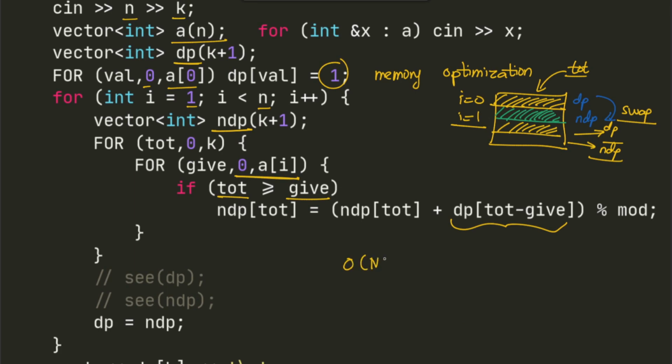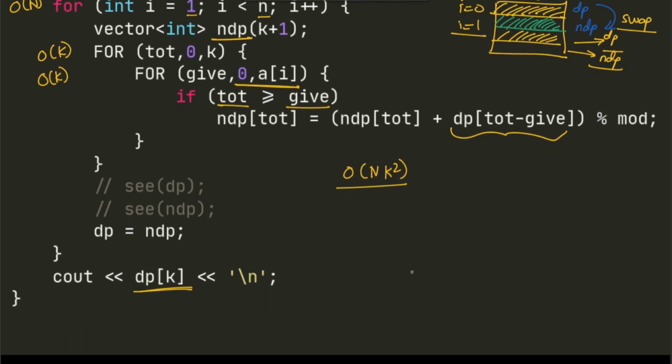Again, the time complexity will be order n k square, because this loop goes for order n time, this one for order k, and this is again bounded by order k. Hence in total this would be order n k square time complexity.